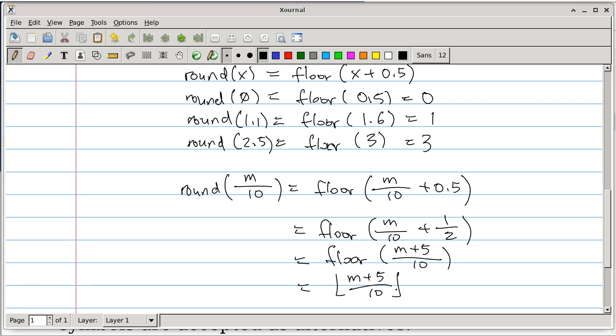It automatically does the floor thing, so that means I don't have to do any math in double in order to do rounding. All I have to do is to add 5 before I divide it by 10. Is that okay? That's pretty cool, right? So now we have a way to do rounding to get rid of the bias.